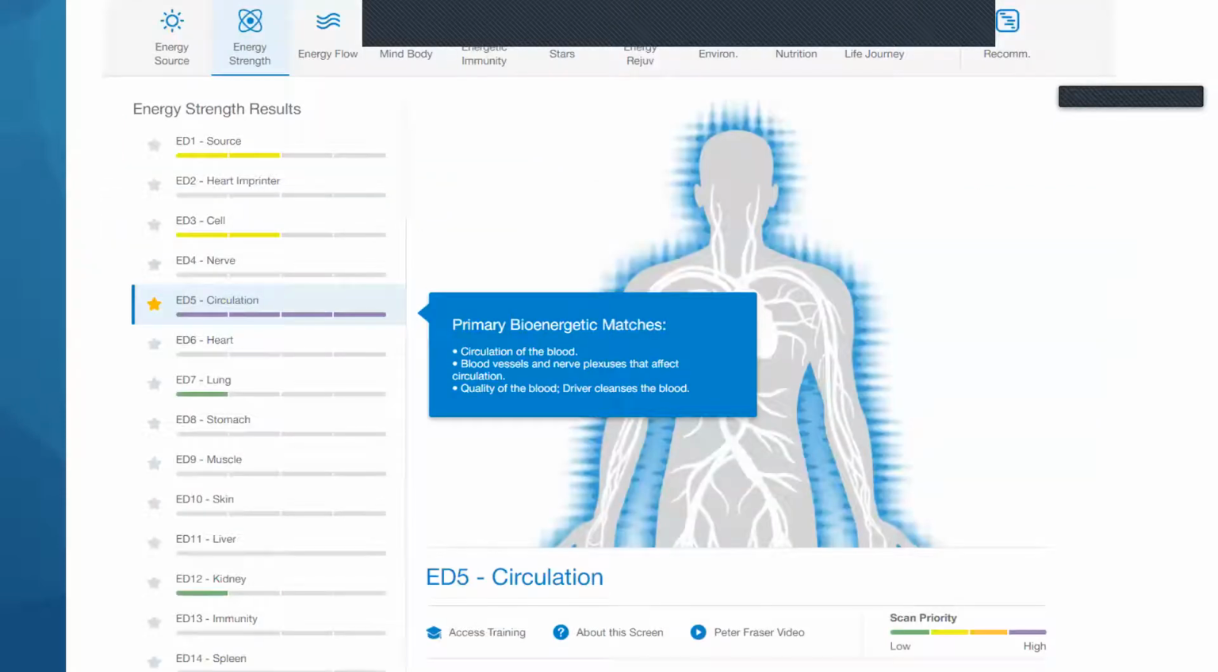Okay, moving on to the drivers. So we now refer to this as energy strength, but I'm old school, so I still call them the drivers. So looking at circulation. Okay, so if you think about one of the things that she was presenting with, cold hands and cold feet. Okay, so could that be a possible match there?